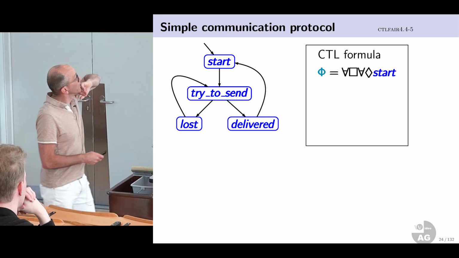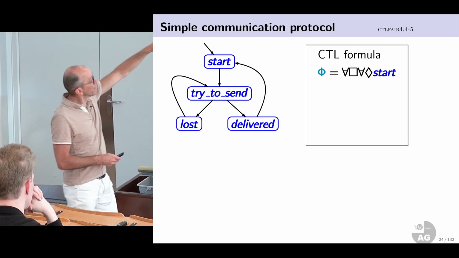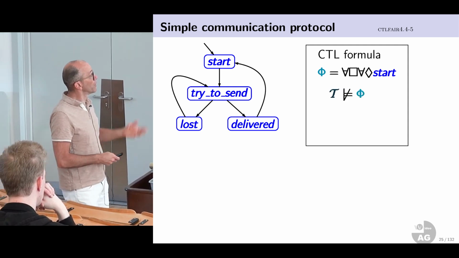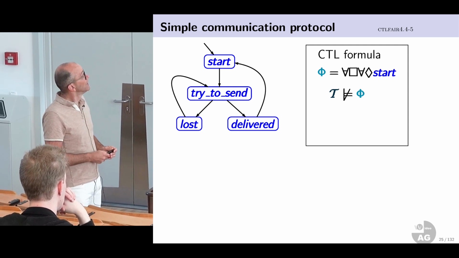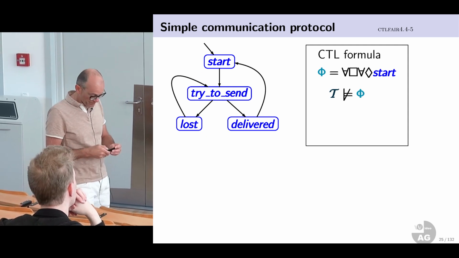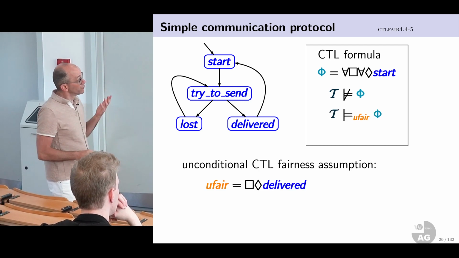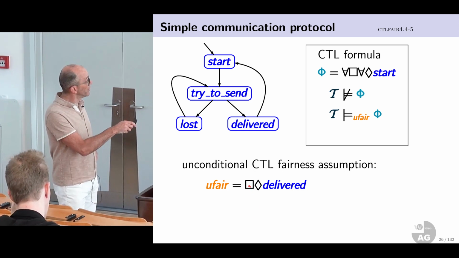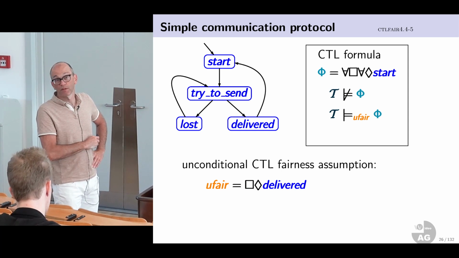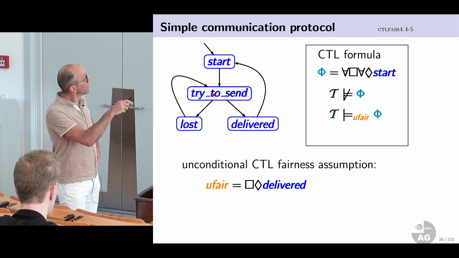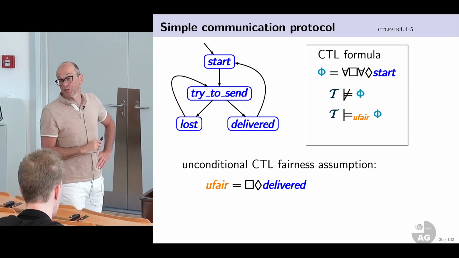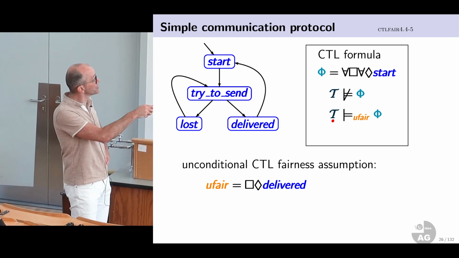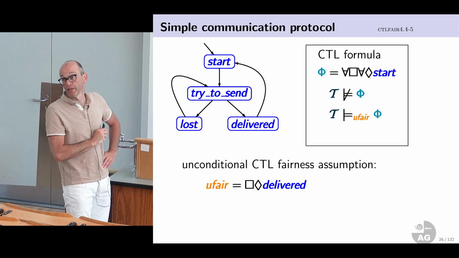Okay, so let's look at a small example. This is an example we have seen plenty of times before. Let's look at the CTL formula. The CTL formula says infinitely often start. Good. The transition system doesn't satisfy this formula. Why not? Because, for instance, you can get stuck in this loop. But now if you take an unconditional fairness assumption, a simple unconditional fairness assumption would mean you need to visit infinitely often delivered. Now, if I impose this condition, then this counterexample that I just had by taking this loop infinitely often is not fair anymore. So this is ruled out by the fairness assumption, and that means that the transition system under this fairness assumption satisfies infinitely often start.